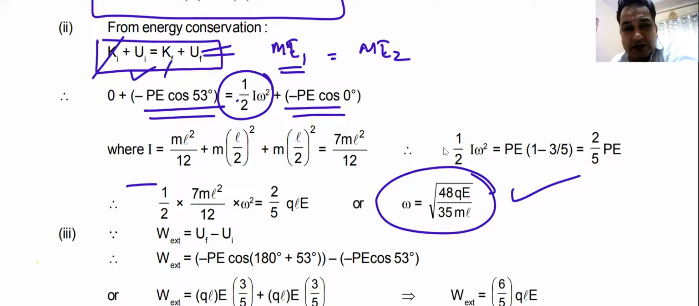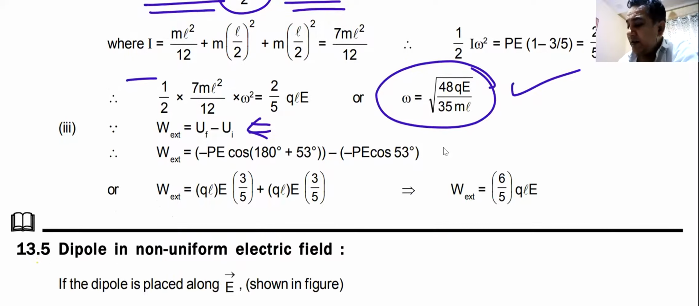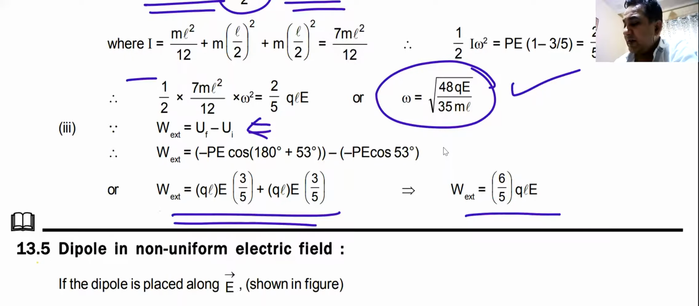What is the work done by the external force? Everyone knows that it is final energy minus initial energy. Work done by all forces is equal to change in kinetic energy. You can put that formula and you can get the answer very, very simple. Do we get this? Yes or no?